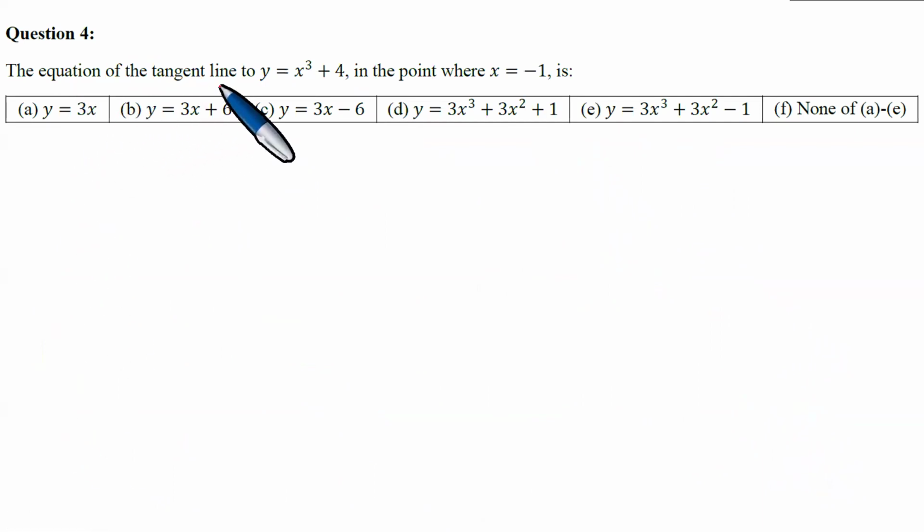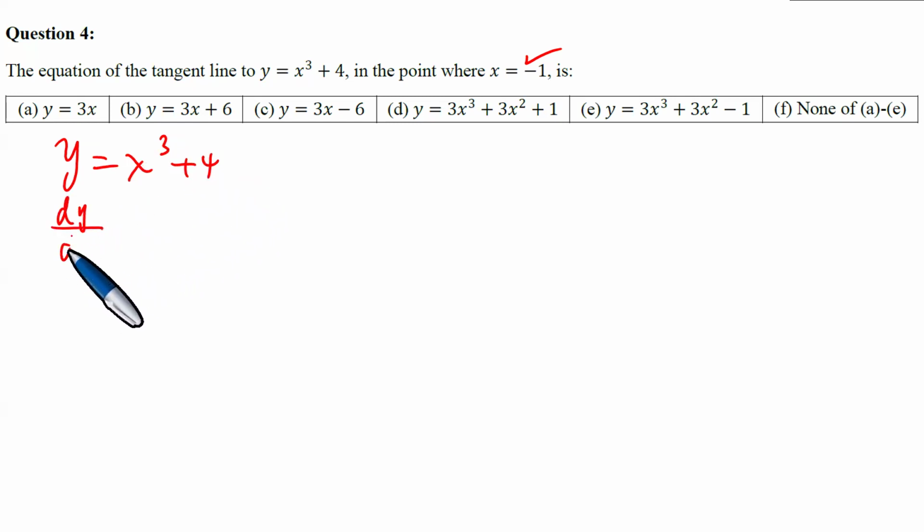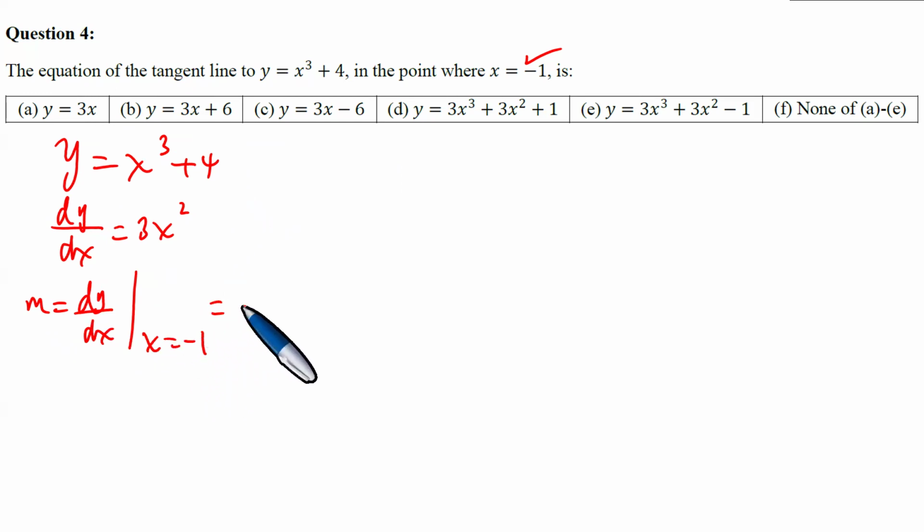Right, the equation of the tangent line to y equals x cubed plus 4 at the point where x equals -1 is what? Let us find it. This one is like school. So we have y equals x cubed plus 4, and dy/dx equals 3x squared. We want to find the equation of the tangent, at the point where x equals -1.